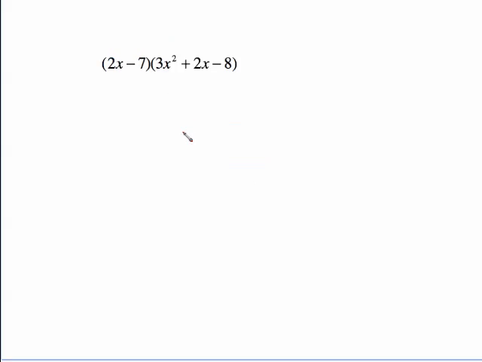Same kind of problem, still distributing. The 2x times all of this stuff. 2x times 3x squared is 6x cubed. 2x times 2x is 4x squared. And 2x times negative 8 is negative 16x. That's just using your exponent laws.